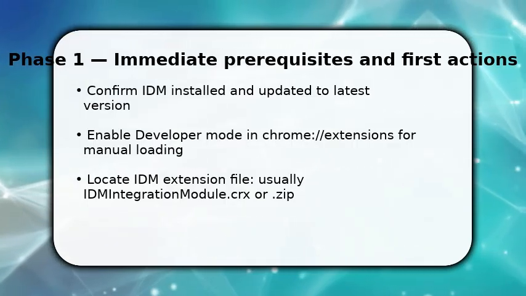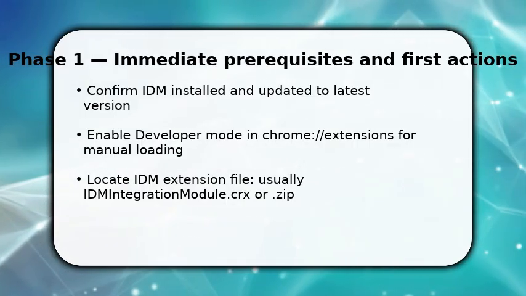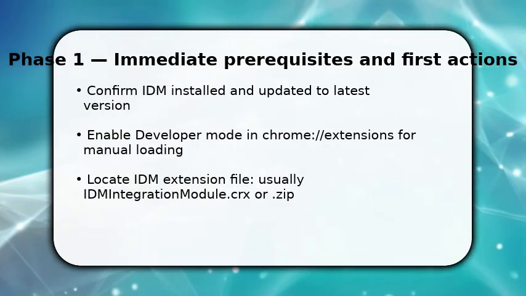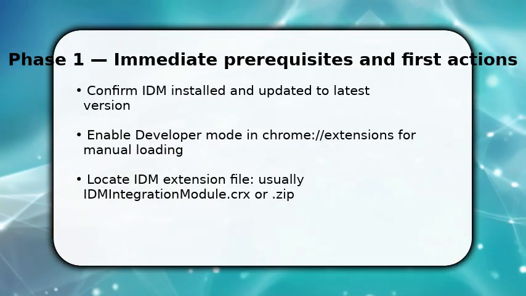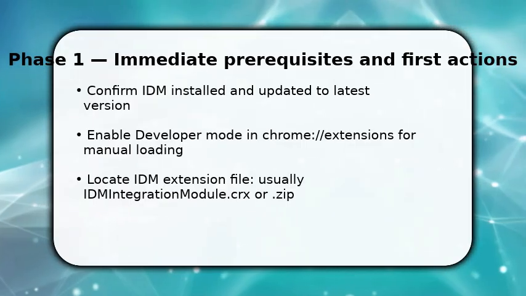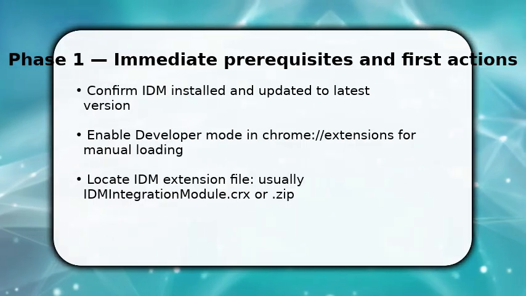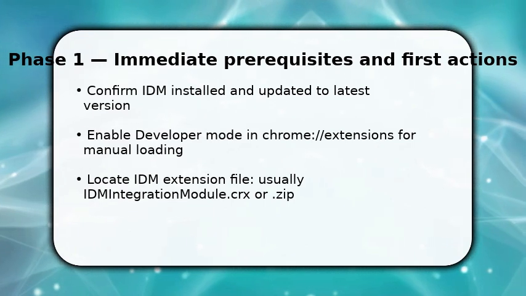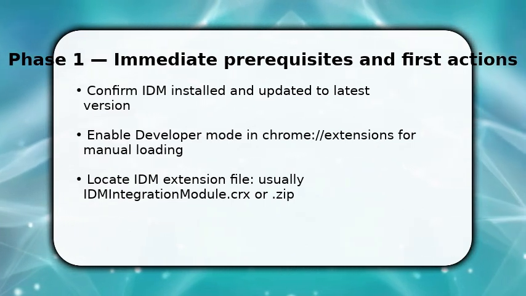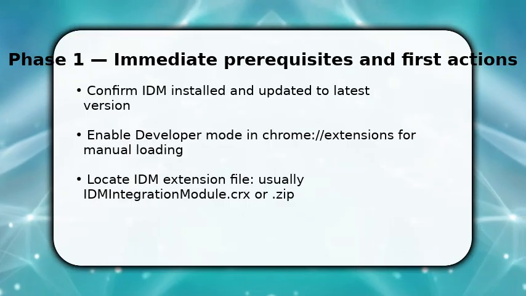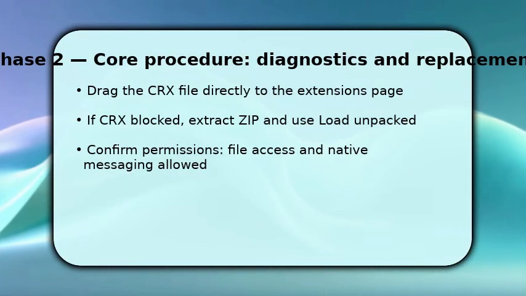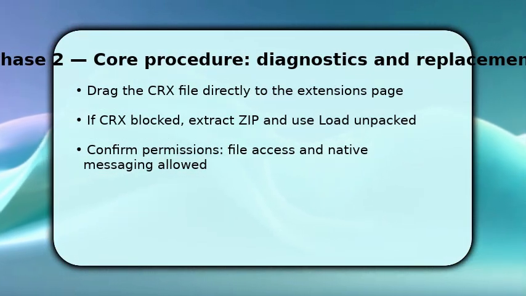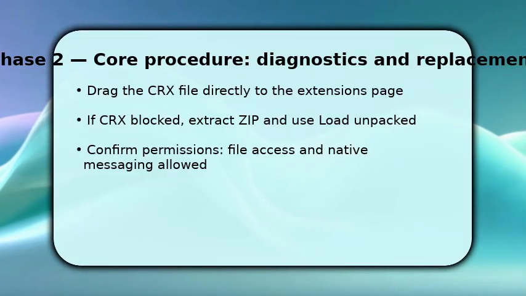drag a CRX. Then, find the IDM extension file on disk. It may be named IDM integration module, CRX, or a zipped folder. You need that exact file, otherwise the browser cannot add the extension, so make sure the version matches your IDM release. You now load the integration, drag the CRX onto chrome://extensions and drop it.